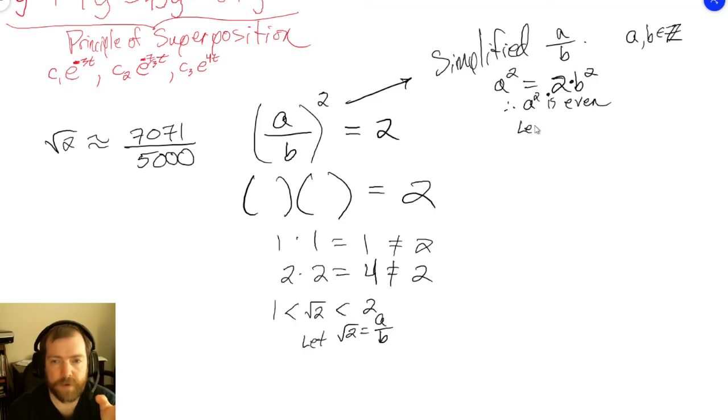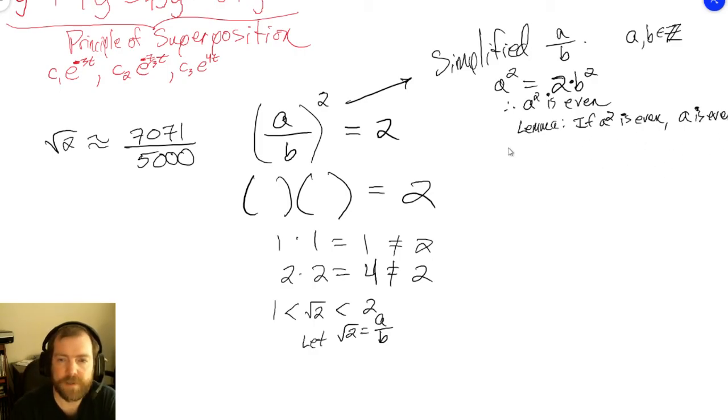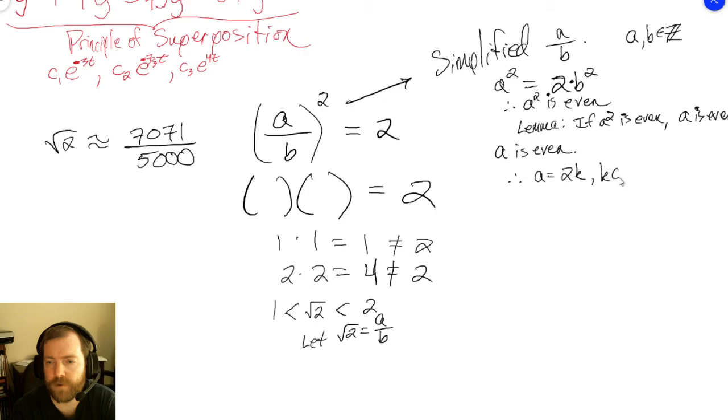So therefore, a squared is even. And there's a lemma which says that if a squared is even, a is even. Off the page, whatever. Which then means that a is even. So therefore, a can be written as 2k, where k is an integer.